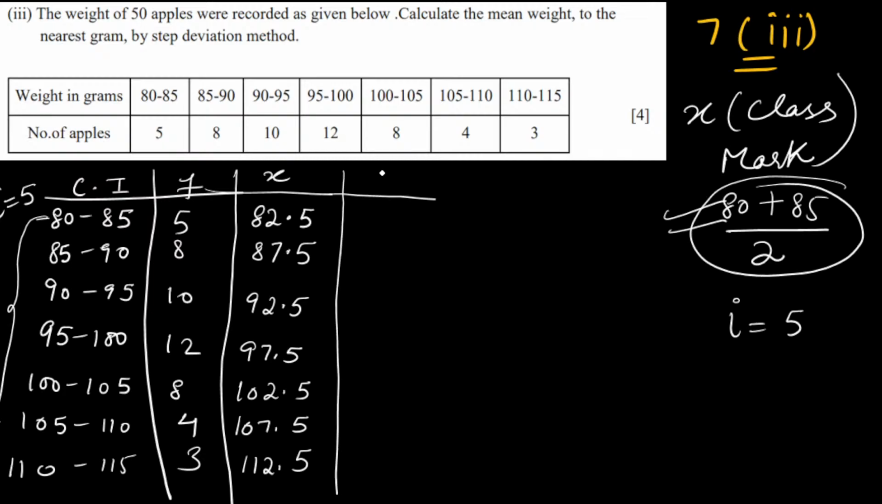The next step we have to find the deviation. So deviation means xi minus a. Xi means we will write this one is x1, this is x2, this is x3, like that. So I have simply written xi, where i will go from 1 to, how many terms do we have here? 7. i will go from 1 to 7.